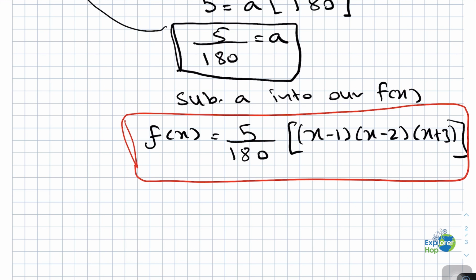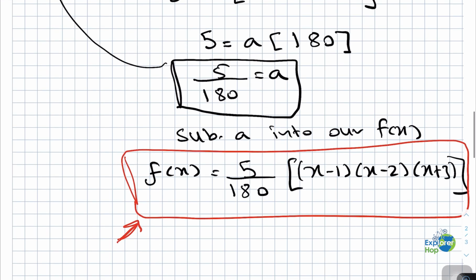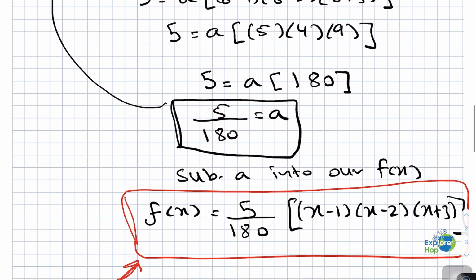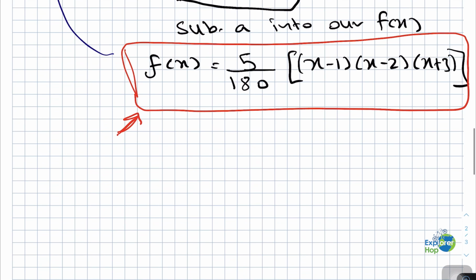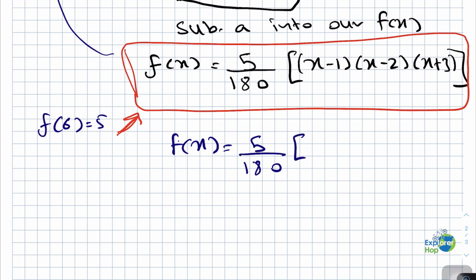So to see if our answer is correct, and does this function satisfy f of 6 equal to 5, we can simply plug this in and see if we get the right answer. If you plug 6 into f of x equal to 5 over 180 times our function, does this give us a 5?